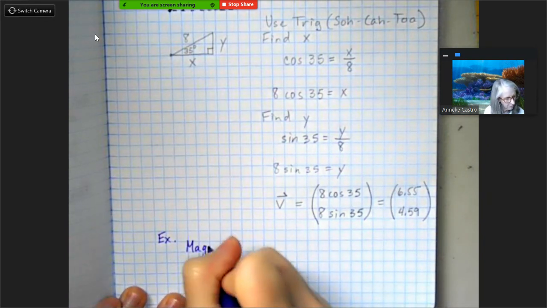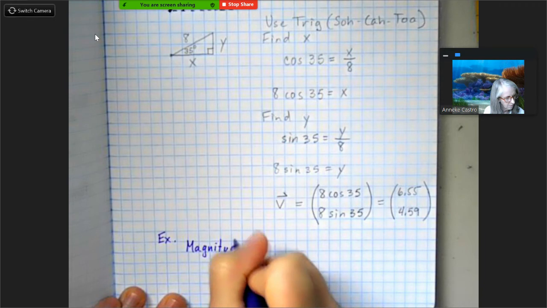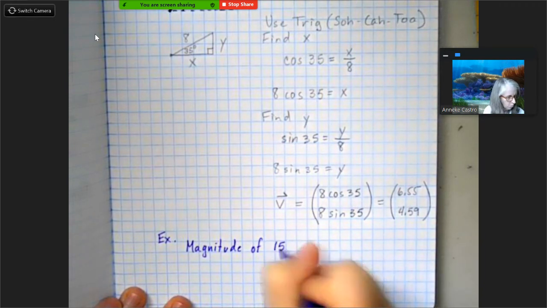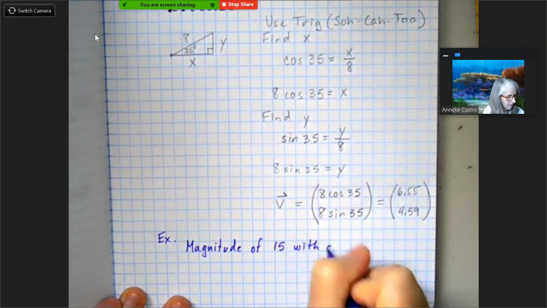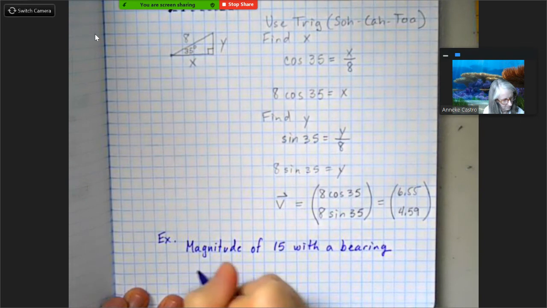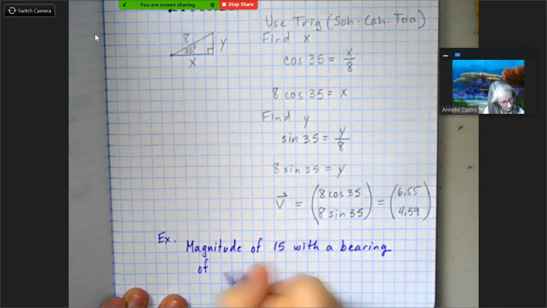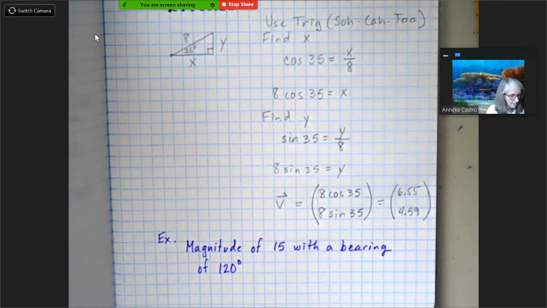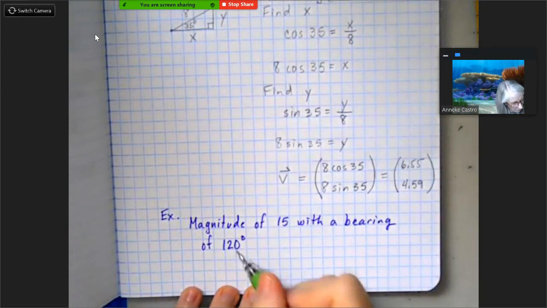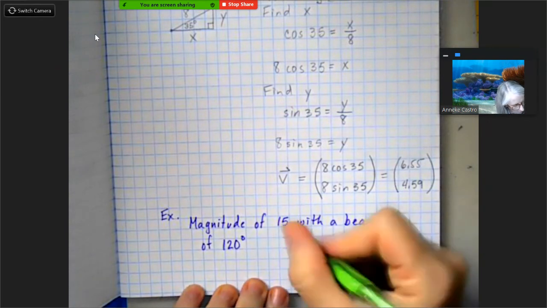Magnitude of, let's say, 15 with a bearing of 120 degrees. Okay, what does that mean? I'm just going to do the setup on this one. We're not going to solve it all the way out because it's just using trigonometry. So that would mean I'm going to figure out my bearing. Bearing means from the north.